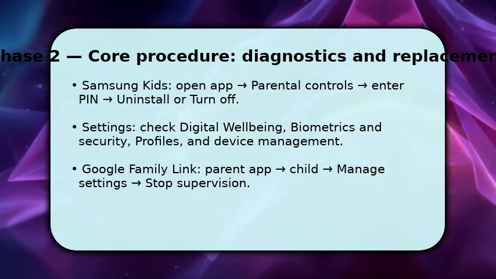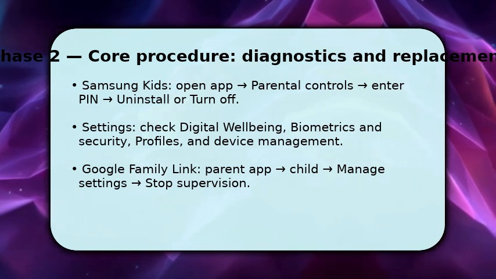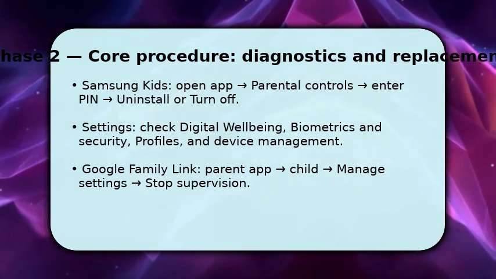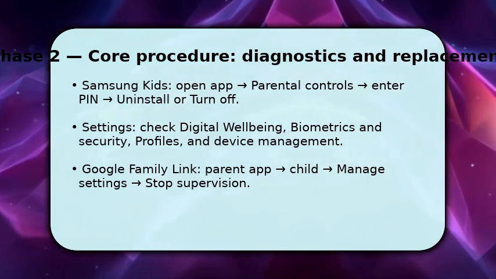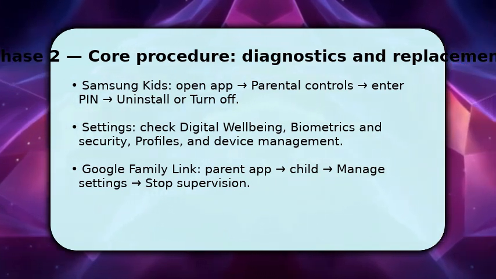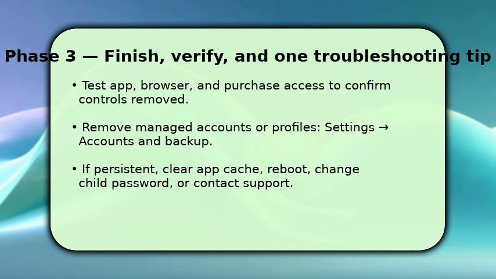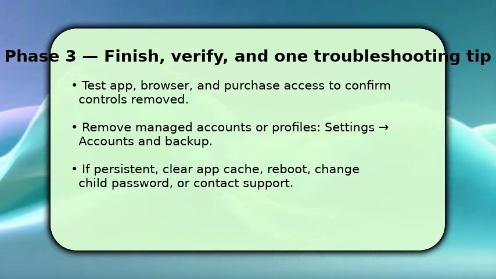For Google Family Link, open the parent app, select the child, tap Manage Settings, then stop supervision and follow on-screen steps. Once done, confirm removal on the child device if prompted, and reboot the device to apply changes. Finally, verify that restrictions are gone by testing apps, browser access, and in-app purchases.